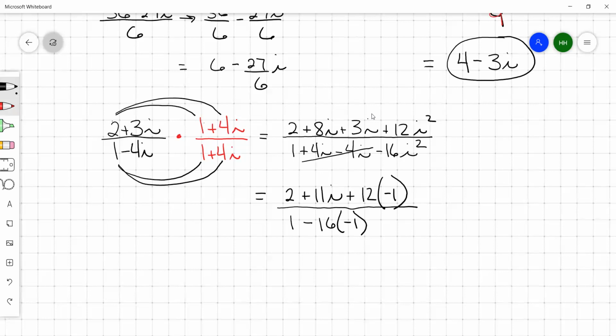So I'm going to go back to this numerator real quick. You see this 12 times negative 1 right here? What's 12 times negative 1 equal? Negative 12. Down here in the denominator, what's negative 16 times negative 1 equal? Positive 16. All right, so in the numerator, we got the 2 minus the 12, negative 10 plus 11i. In the denominator, we got 1 plus 16. That's 17.